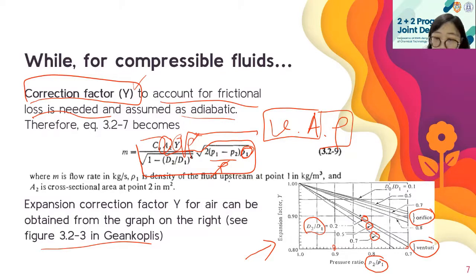Then let's say it's 0.9 and 0.2, so it's this line. Draw a horizontal line to the left, and after it hits the y-axis, then you know the correction factor is, let's say, 0.935.